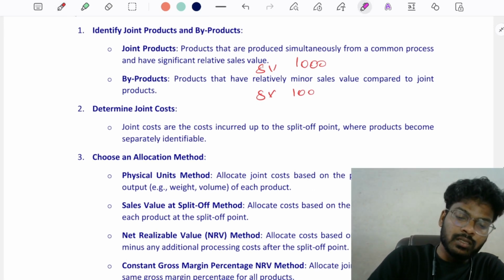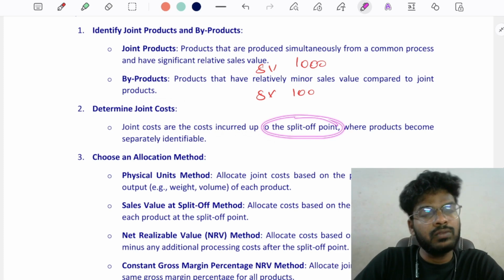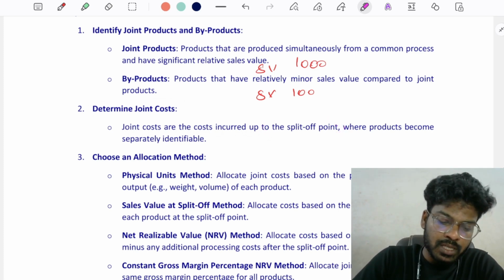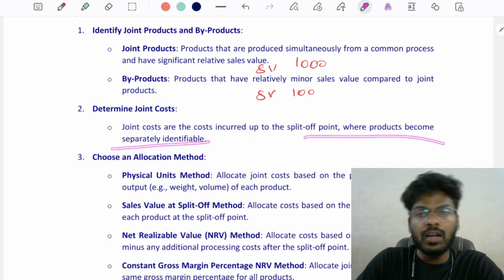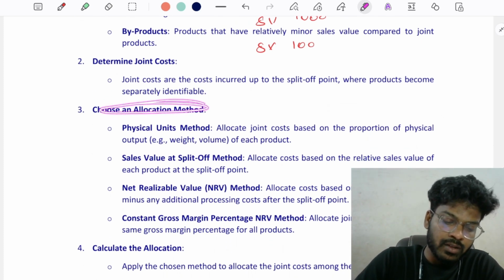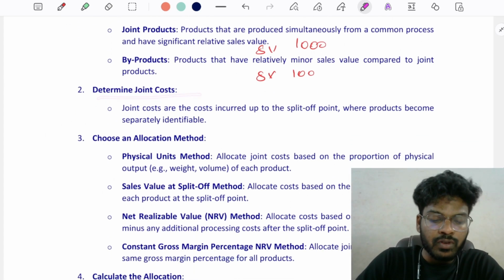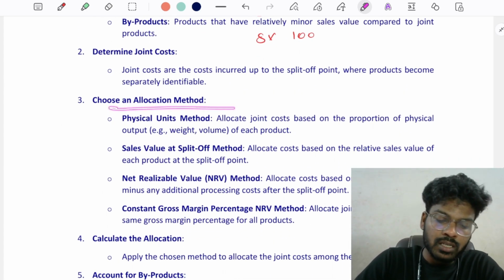Determine joint cost. How to find out joint cost? The joint costs are costs incurred up to the split off point where products become separately identifiable. First one is identify the joint product and byproduct. Next one is determination of joint cost. Next is allocation method.